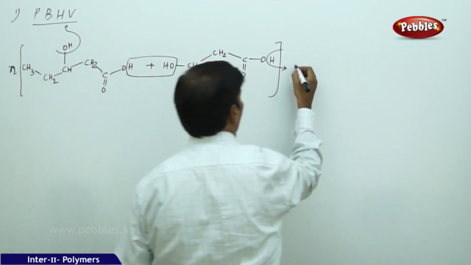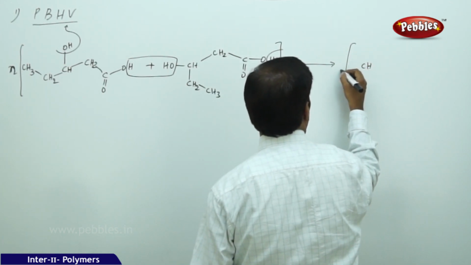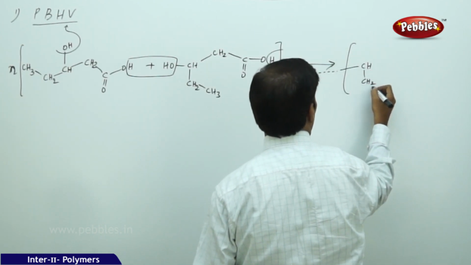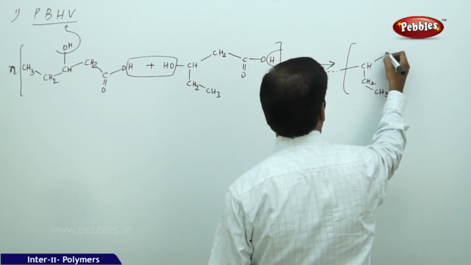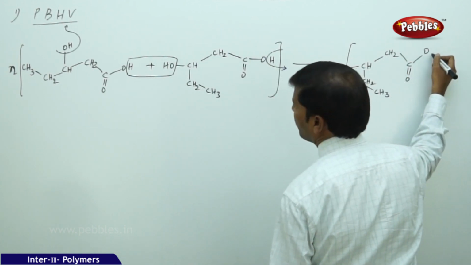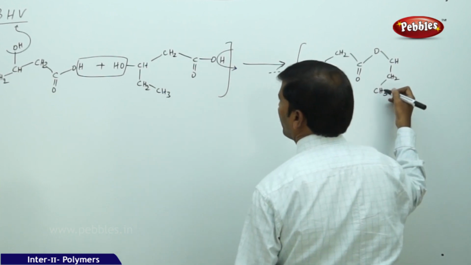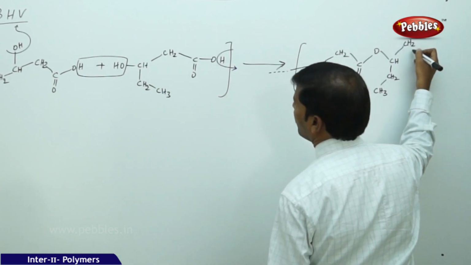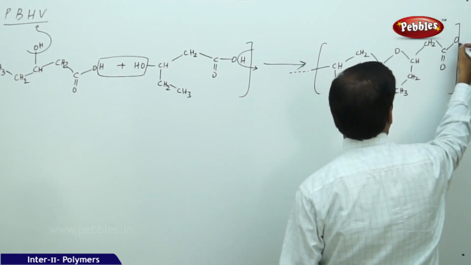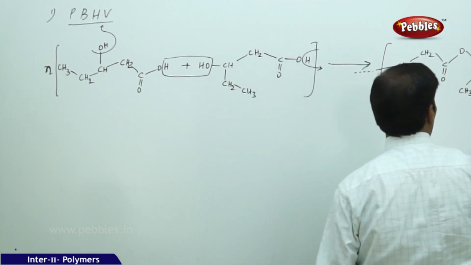So therefore you get a polymeric product in this manner, that is CH of bond extension CH2 CH3, again CH2 of carbon double bond oxygen, again O of CH of CH2 of CH3 of CH2 of carbon double bond oxygen O, and here a bond extension, and this is base n.